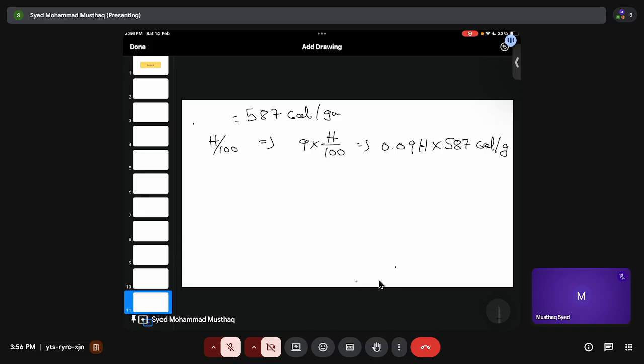If you want to convert into kilograms, you just multiply by 1000, so it becomes kilocalories: 587 kilocalorie per kg. Now my NCV, net calorific value or lower calorific value, what does it represent? It represents the heat available when water vapor escapes, so that is the amount of heat that is available for us.